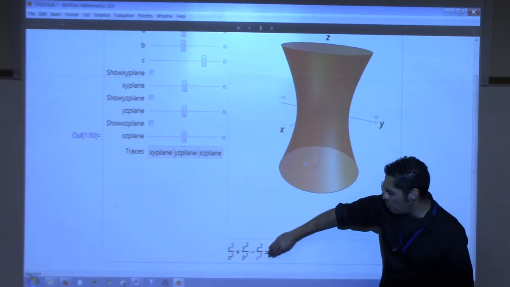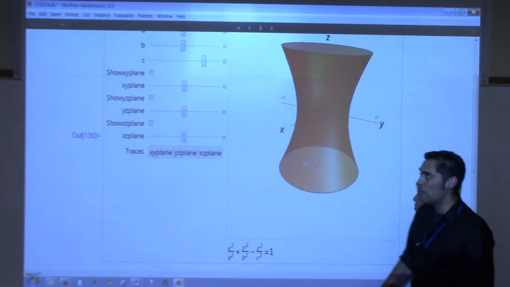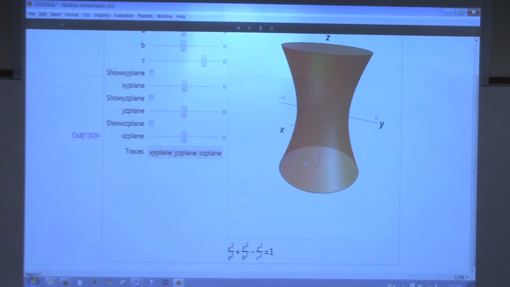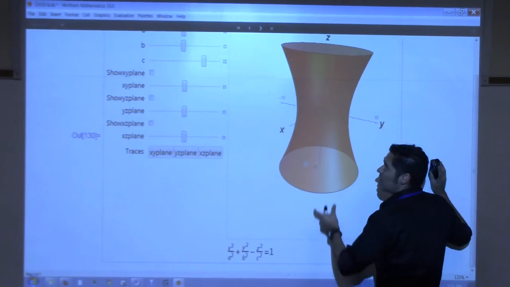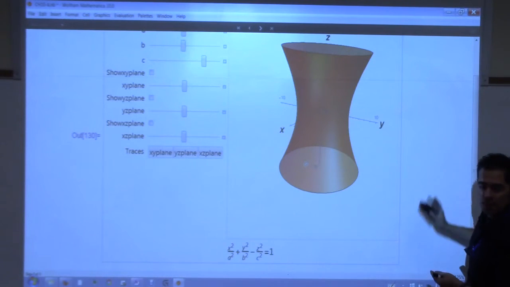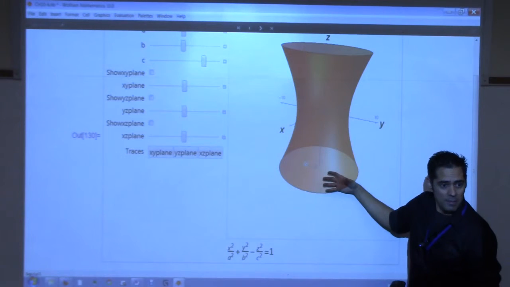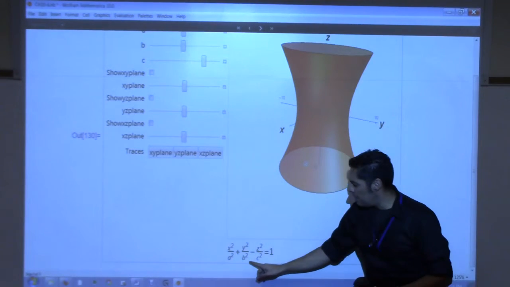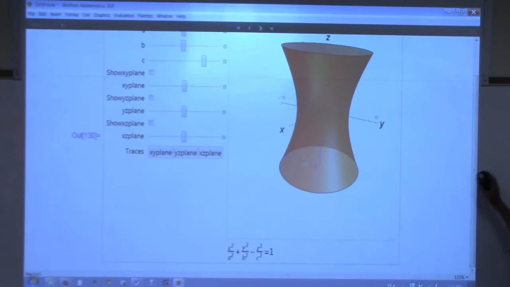If you took that 1 away and made it a 0, you could move that to the other side, couldn't you? And then it would no longer look like this. It would be something else. The only thing the negative variable tells us in this picture is which axis this tube thing opens up along. Notice that the negative is on the z, and notice that this opens up along the z. If it had been positive, negative, positive, then it would have gone down the y.